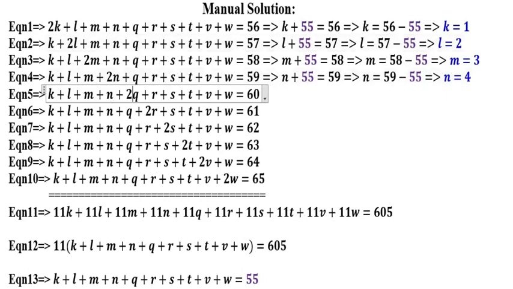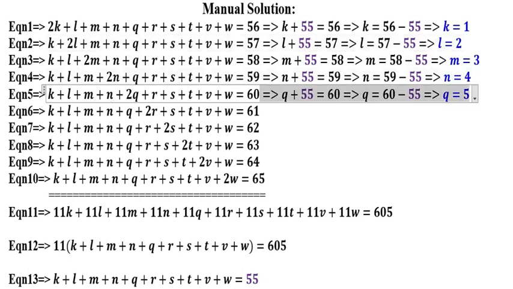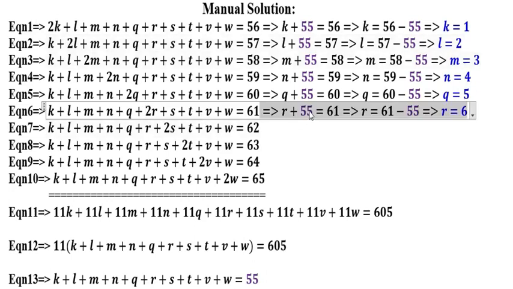That means equation 5 is q plus 55 and it is equal to 60. That means q equals 60 minus 55. Q equals 5. Then compare equation 6 to equation 13. They are the same except equation 6 has one extra r. That means equation 6 is r plus 55, and it is equal to 61. That means r equals 61 minus 55. R is equal to 6.